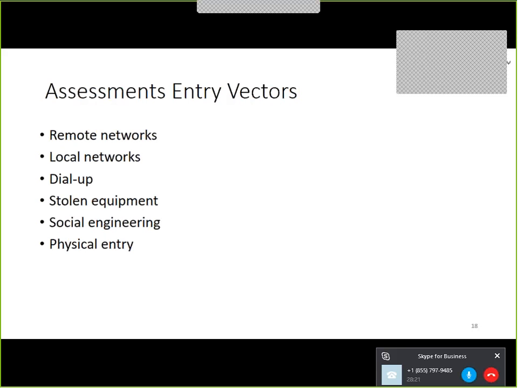There are all sorts of entry vectors that can be used: remote networks, local networks, dial-up. There's still a lot of people that have modem access to stuff, especially in industrial control systems. Stolen equipment is another one. People lift equipment or just walk into a substation and take things, then use that to pull passwords or other things off it. Social engineering is one of the most common ways that people attack systems. They just convince somebody that they're not attacking the system, right?